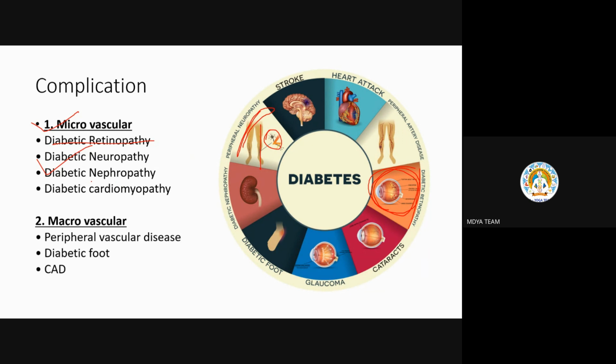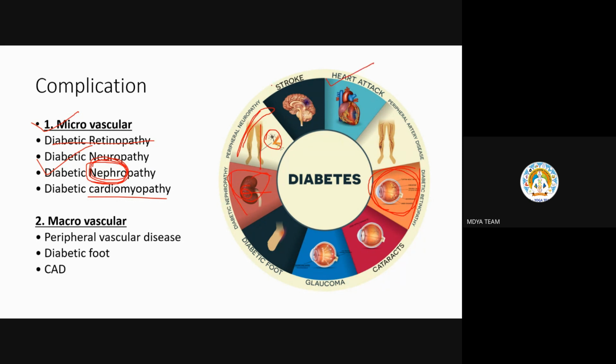Now nephropathy. The word nephro is related to what? Can anyone tell? Neuron, ma'am. Nephron, sorry. Ma'am, kidneys. Nephron is kidney. Yes, kidney. So this is diabetic nephropathy. It will lead to problems at your kidney level also. As glucose increases, there will be further load on your kidney, and it can affect it. Cardiomyopathy can again lead to heart problems.